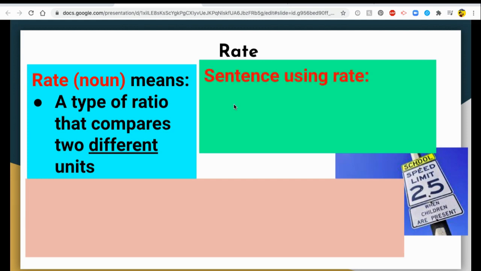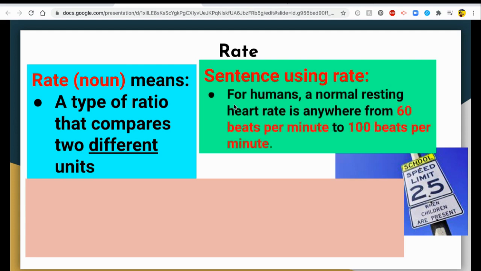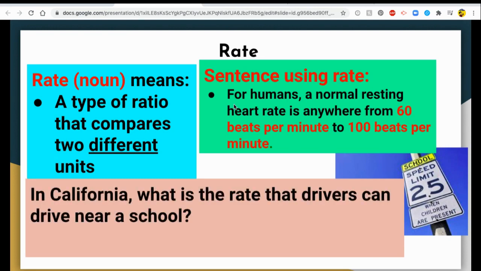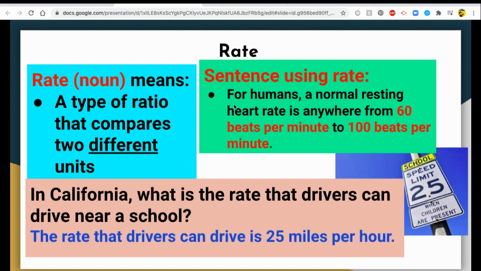So here's a sentence using the word rate. For humans, a normal resting heart rate is anywhere from 60 beats per minute to 100 beats per minute. Okay, so that is heart rate. And in California, what is the rate that drivers can drive near a school? Well, the answer to that is the rate that drivers can drive is 25 miles per hour or less. So if you go over 25 miles per hour, you can get a ticket for going over the speed limit or the speed rates.